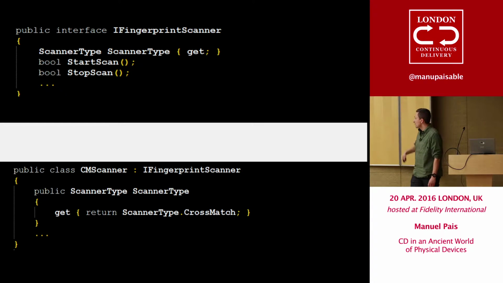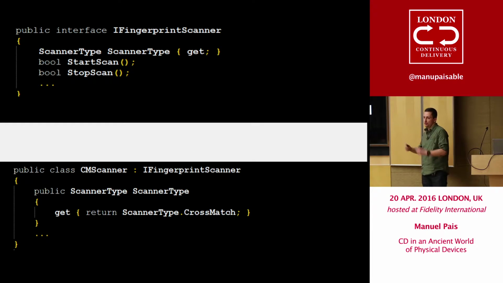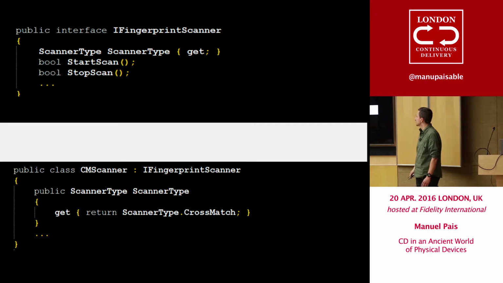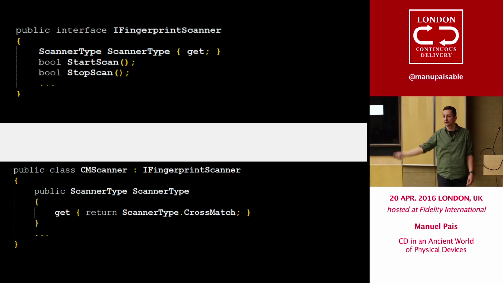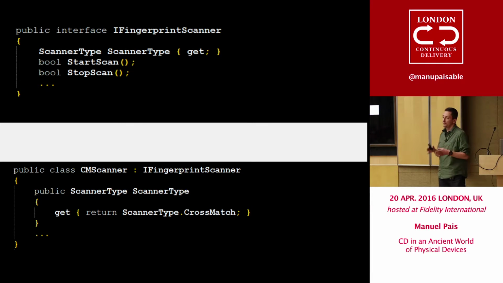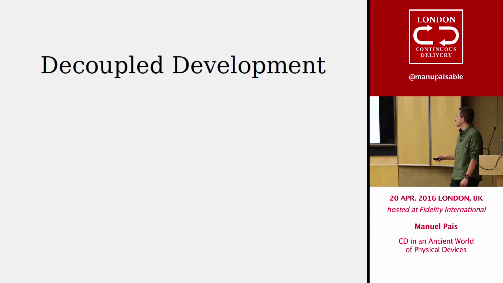I won't detail too much about code. You can ask me later if you have specific questions, but basically we had, in this example, a fingerprint scanner interface, which defined the actions that made sense from our business point of view, our application. And then for each model and each brand, you could have a different implementation of the interface, but you didn't have to know the details when you were developing our application.